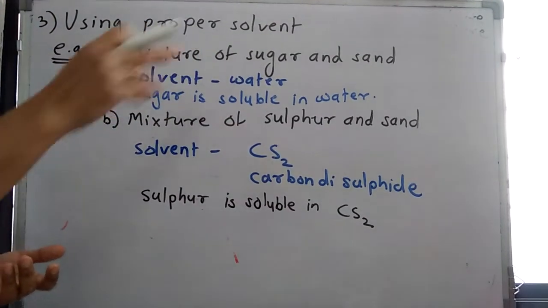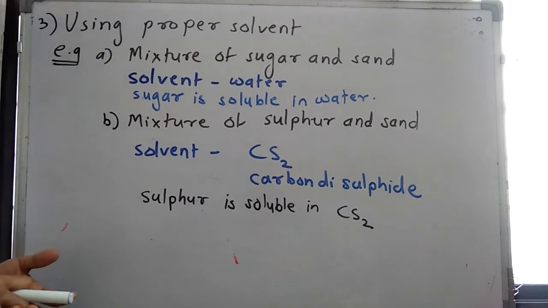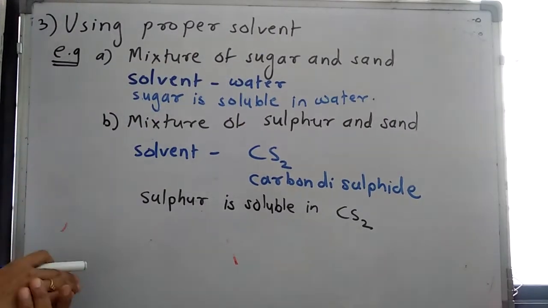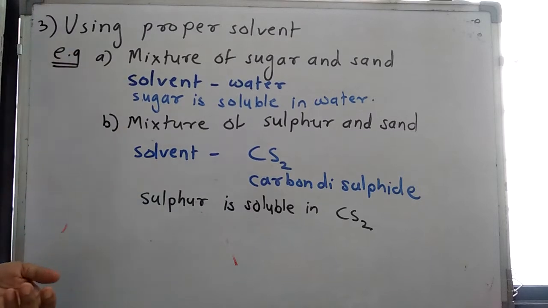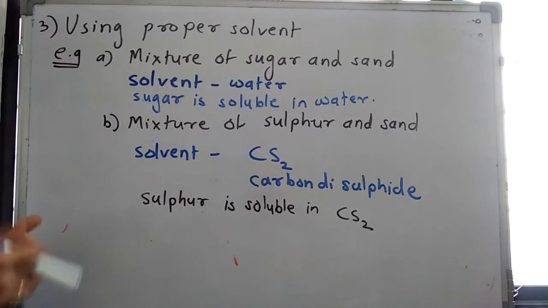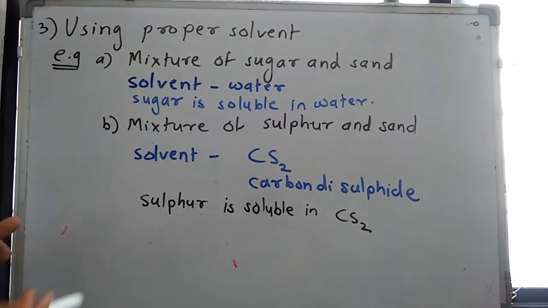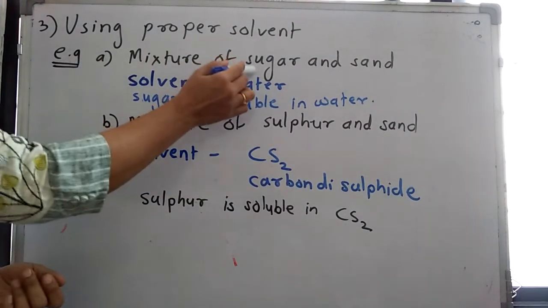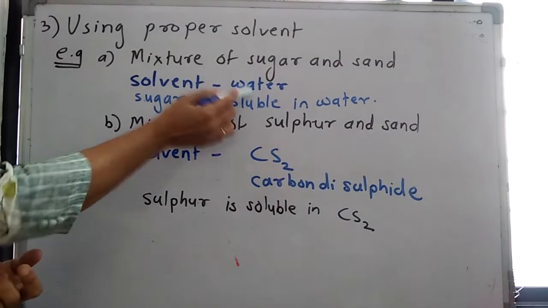So the process is: first we take the sugar and sand, then we add the water, and only the sugar will dissolve. Then we filter the solution, and the sand will remain above the filter paper. The filtrate that comes below the filter paper is the mixture of sugar and water, and we then heat it. After heating we can separate out the sugar. So here we have used the solvent, that is, water.